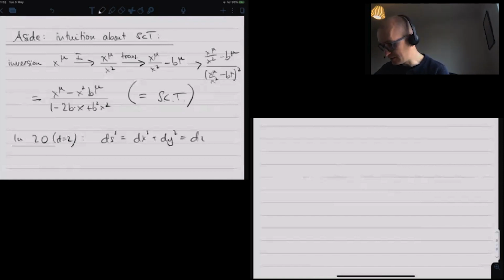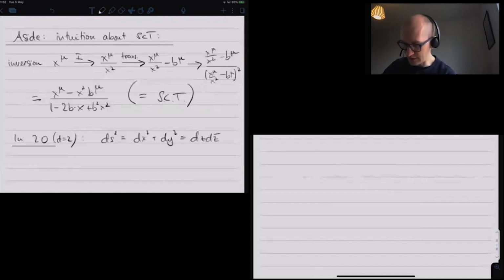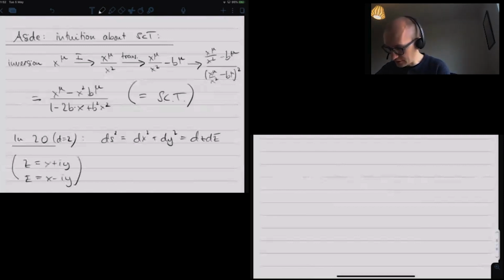is equal to dz dz bar, where I've defined z to be equal to x plus iy, and then z bar is equal to x minus iy. Okay, and you can convince yourself that here any holomorphic function, so any z going to f of z, and so z bar going to f bar of z bar, is a conformal transformation.